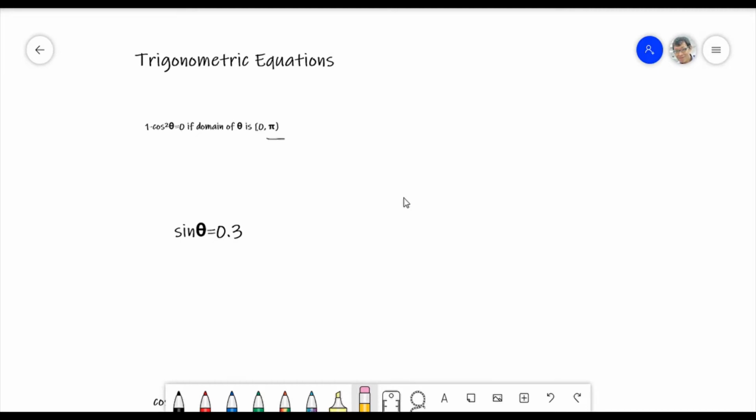Hello everyone. In this session we go to the last chapter of trigonometry. The subject of this session is the trigonometric equation.